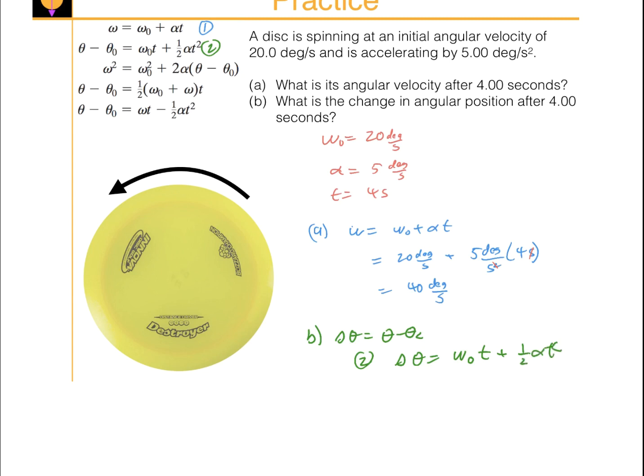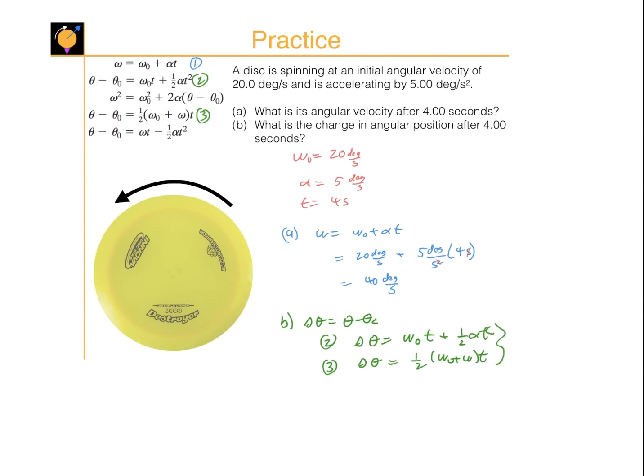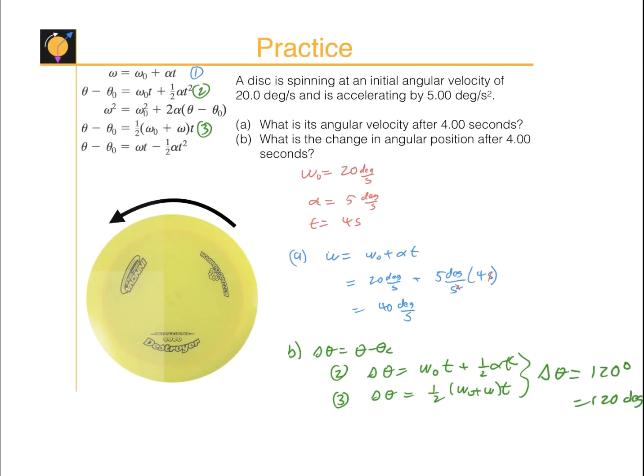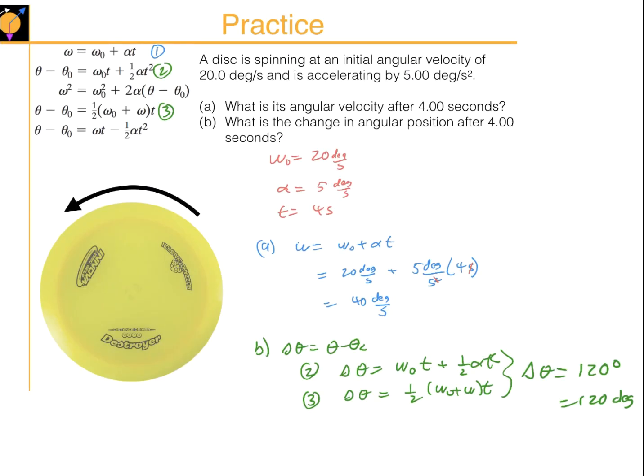I could also use equation 3. Since I know omega naught and omega, I could do either of them, right? You would get the same answer with either of them. 1/2 omega naught plus omega times t. Either of these will give you the same delta theta. You can try it out, and if you plug in the numbers for either of them, you get about 120 degrees. Right, so that's the change in angle for this sucker over the first 4 seconds.